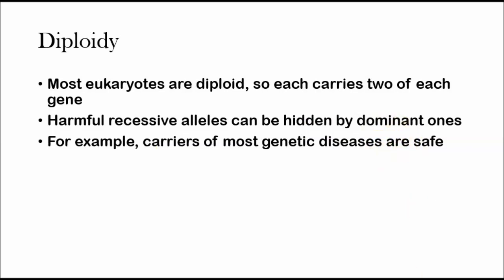And so because of diploidy, even if a recessive allele is present, there's going to be one more allele, because again, each eukaryote carries two copies of each gene, and that dominant one can take over the recessive allele, and the organism will be safe. For example, genetic diseases. Most genetic diseases are found on recessive alleles, so even if the organism has a recessive allele for that genetic disease, it can have a dominant one which is healthy, and that's going to prevent the organism from having that genetic disease.